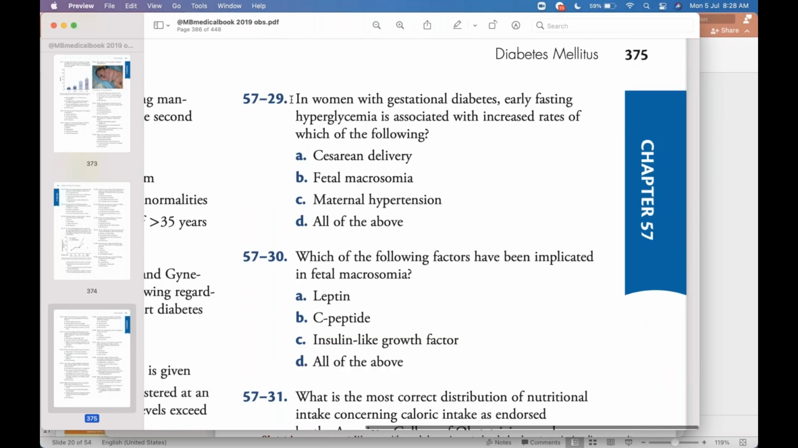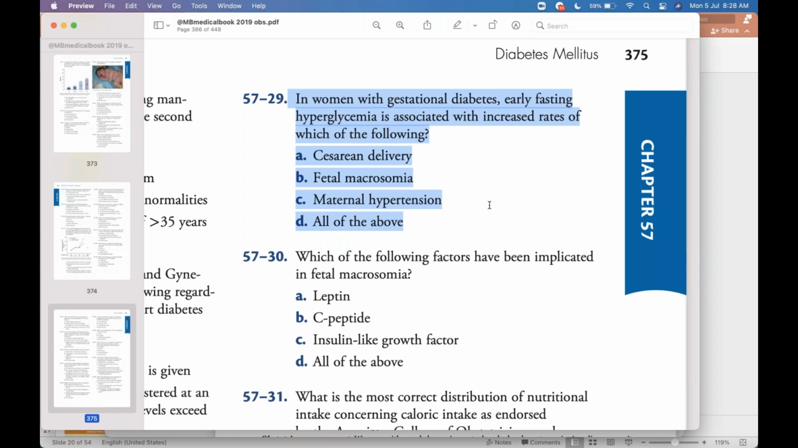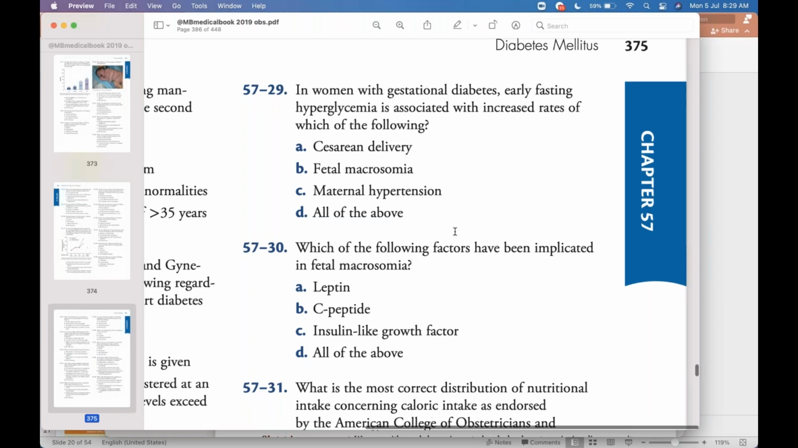Okay, and then in women with gestational diabetes, early fasting hyperglycemia is associated with increased risk of which of the following? Any answers? It is associated with all of the above. There will be an increased risk of cesarean delivery, an increased risk of fetal macrosomia, and an increased risk of maternal hypertension as well.